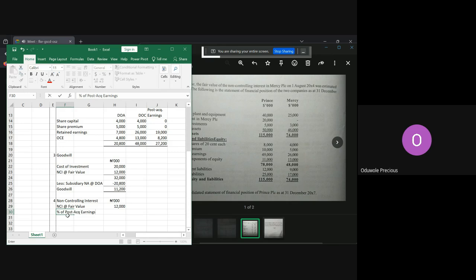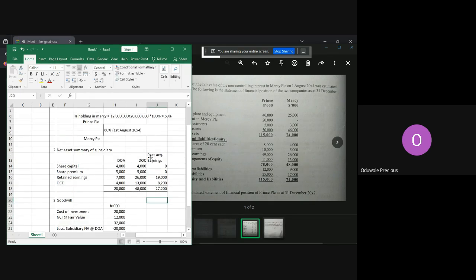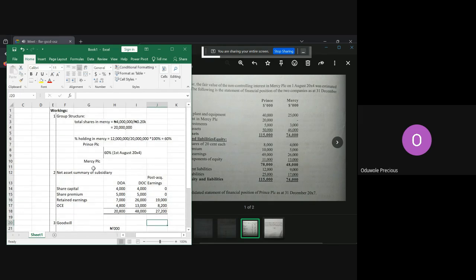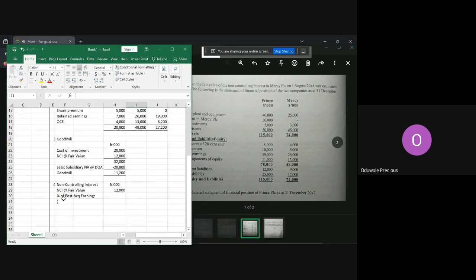So how do you get percent of post acquisition earnings? Let me just do it here. What's our NCI? I should have written it here. So NCI is equal to what? NCI will be 40%, the remaining percentage that we do not own. You understand? So you also write it down in your exam, so that the examiner will know what you are doing. So the NCI percent is 40%.